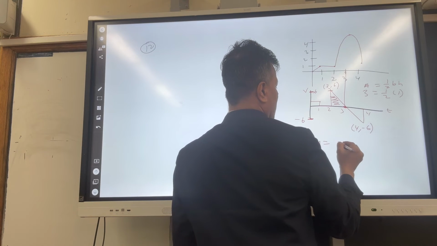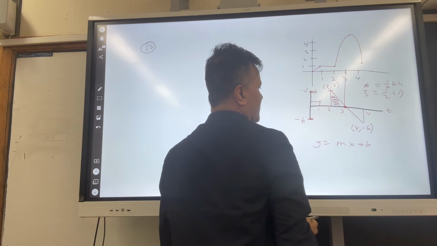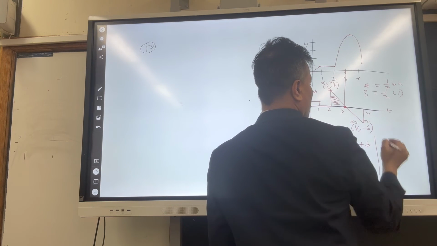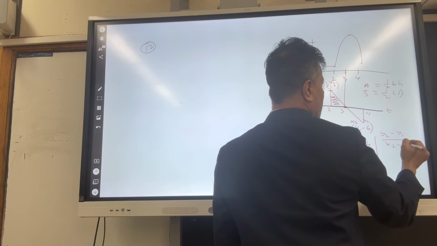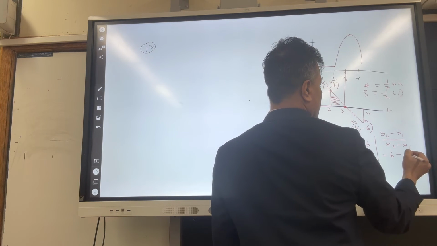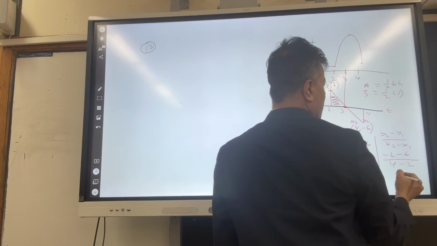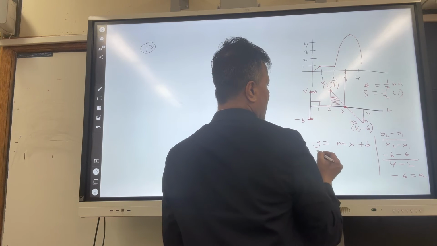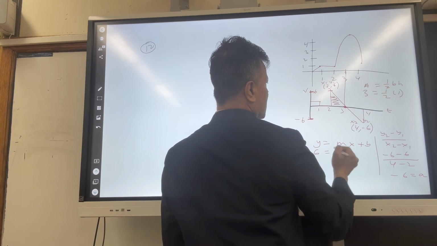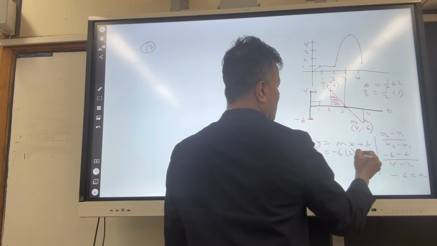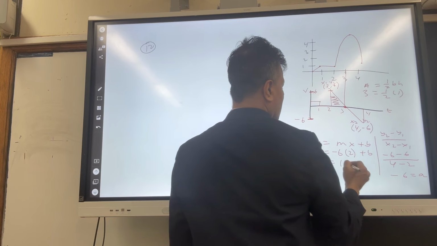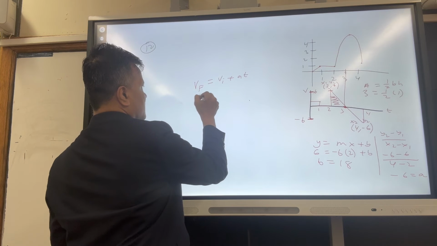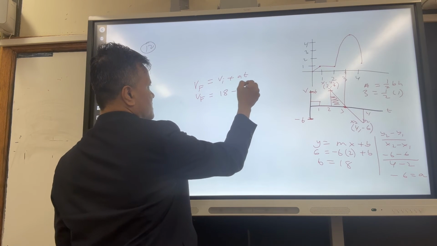So y is equal to mx plus b. Before that, we can say this is x1, this is y1, this is x2, this is y2. y2 minus y1 over x2 minus x1: minus 6 over 4 minus 2, so minus 6, which is acceleration. So then you can directly find: 6 is equal to m, minus 6, times 2 plus b. So b is 18. So vf is equal to vi plus at, so vf is equal to 18 minus 6t.